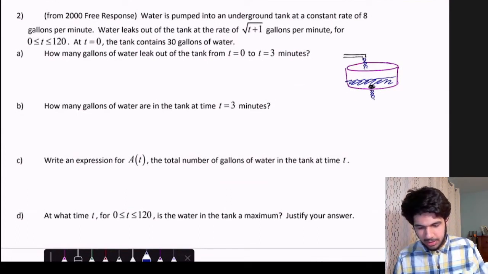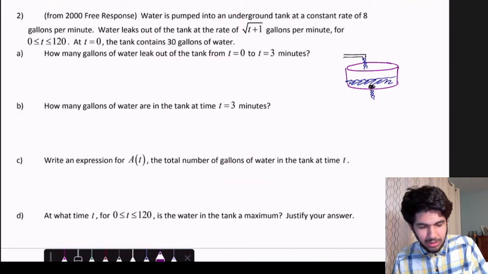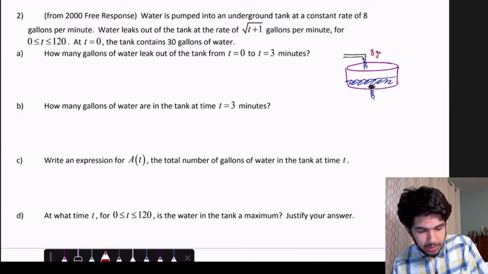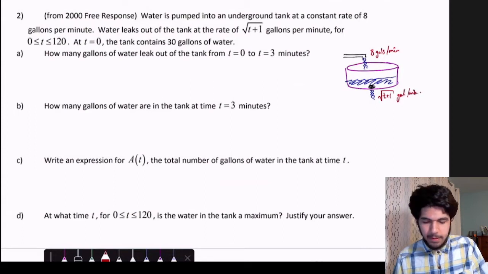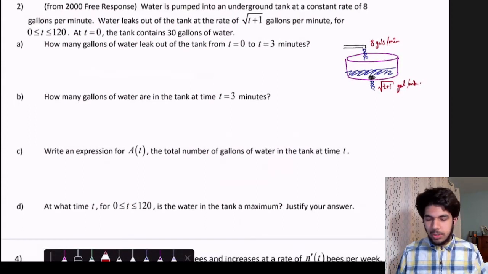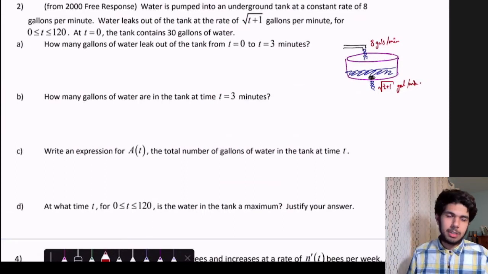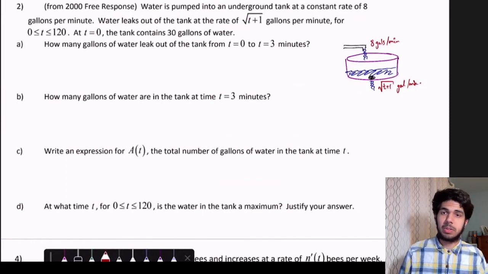And then we can write the appropriate rates with the input and output. So the faucet is giving water at 8 gallons per minute. And the water is coming out at square root of t plus 1 gallons per minute. Okay, so now we can start to solve the problem. I like having a picture just to visualize what's going on.